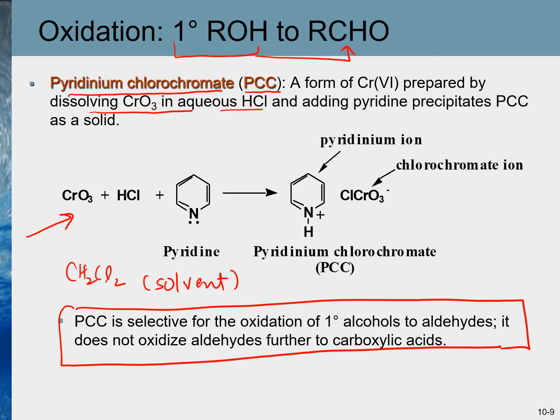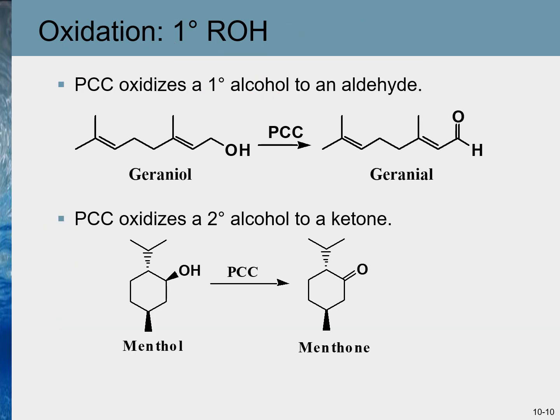However, if we want to oxidize primary alcohols all the way up to carboxylic acid, then we should use chromic acid. An example of PCC oxidation of primary alcohol is shown here, and as you can see, in this case, PCC oxidizes the alcohol group to carbonyl group. So it changes alcohols to aldehyde.